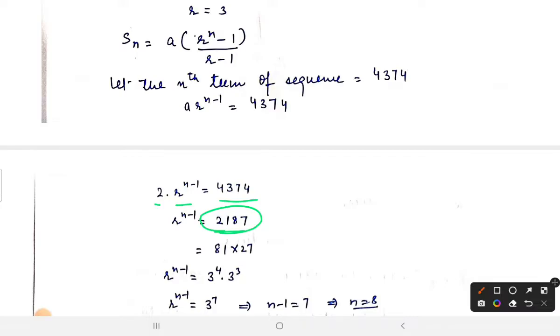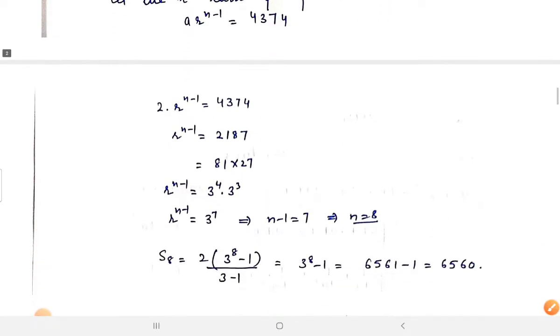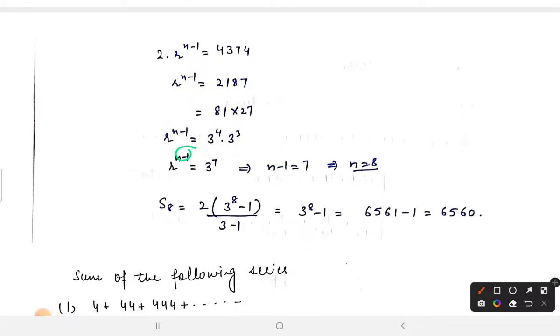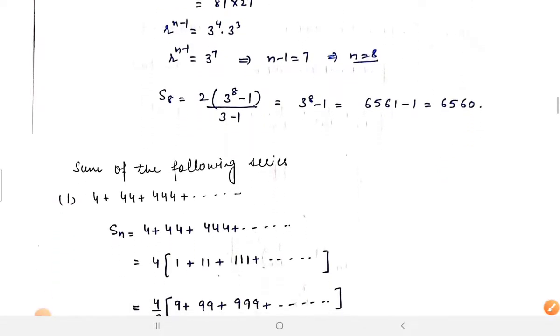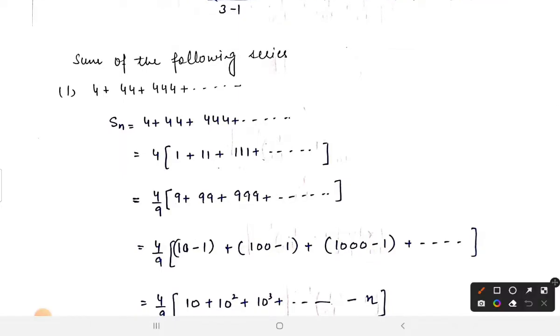2187 can be written as 81 into 27. And 81 is 3 to the power 4 and 27 is 3 to the power 3. So it is 3 to the power 7. So comparing the powers, we have n minus 1 as 7. So n is equal to 8. So the sum S8 is equal to a, that is 2, times r, the common ratio 3, to the power n, which is 8, minus 1 upon 3 minus 1. So we have 3 to the power 8 minus 1 as 6560.